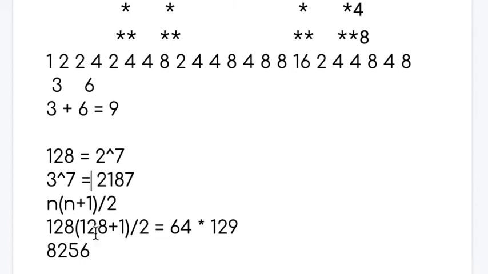So it's the same as 2187. Then you just have to divide that by 8256, and then you'll get approximately 0.265, which is 26.5%.